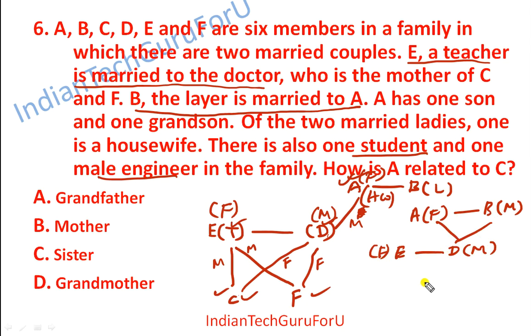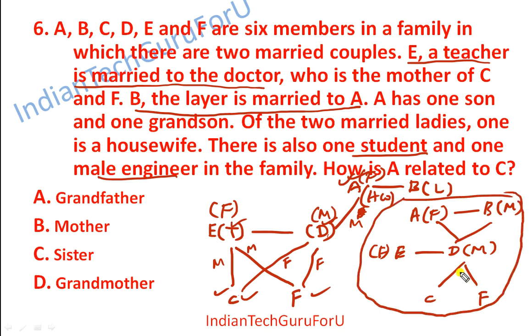E is female, and C as well as F are children of D as well as E. Okay, so this is the entire family tree of the given values. Now we can easily say that A is the grandmother of C and F, B is the grandfather of C and F, E is the mother of C and F, D is the father of C and F. Okay, so what is the answer? Grandmother is the answer.